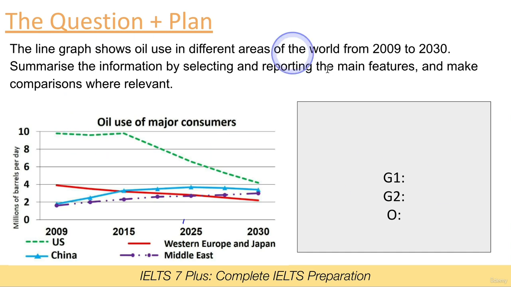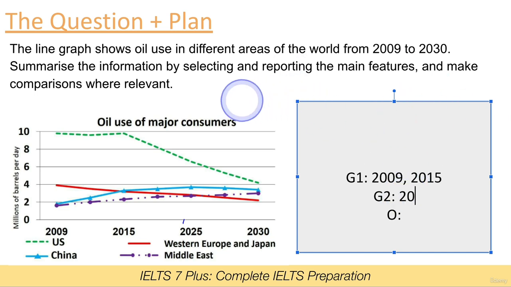Okay, so now we can think about our plan. And even though we only have 20 minutes, a plan is still essential to organise our ideas, stay focused, stay on track, which is all things that we want to do with both task 1 and task 2. But yes, we'll think about task 1 today. So we want 2 distinct groups, and we've already spoken about it. So we'll put 2009 and 2015 together. Then group 2 will be the future years of 2025 and 2030.